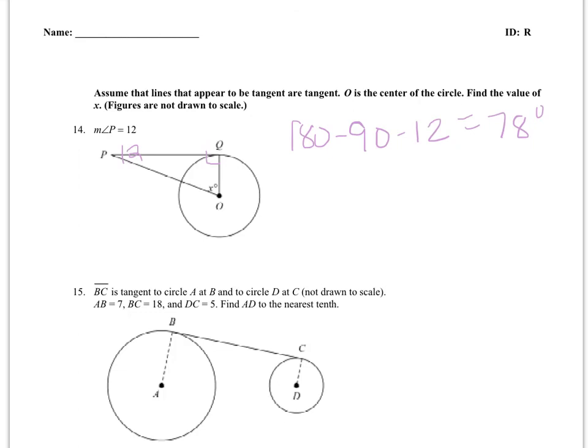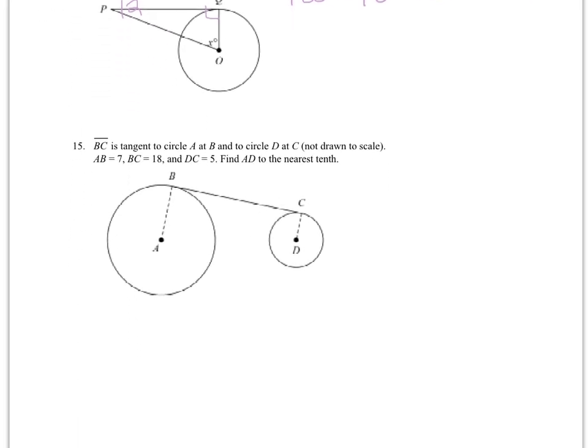Okay, moving on up to 15. That's one of those gear ones. So remember you had to kind of draw a mini triangle, which gave you a rectangle at the top. That's a horrible triangle, sorry about that. But label what you know. You know that AB is 7. And you're told that DC is 5 and BC is 18.